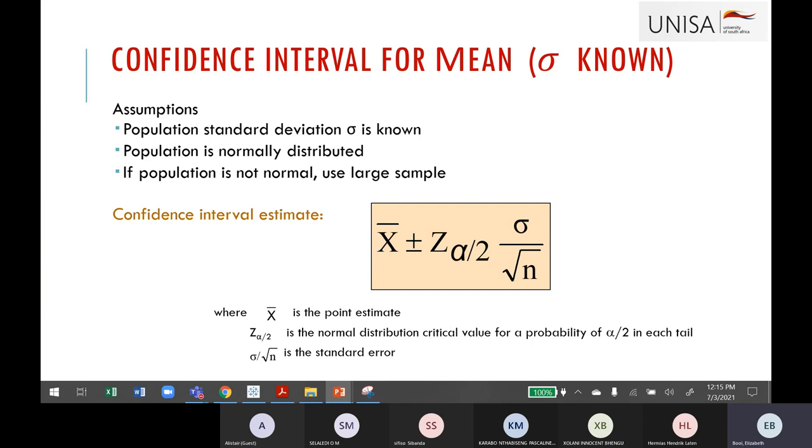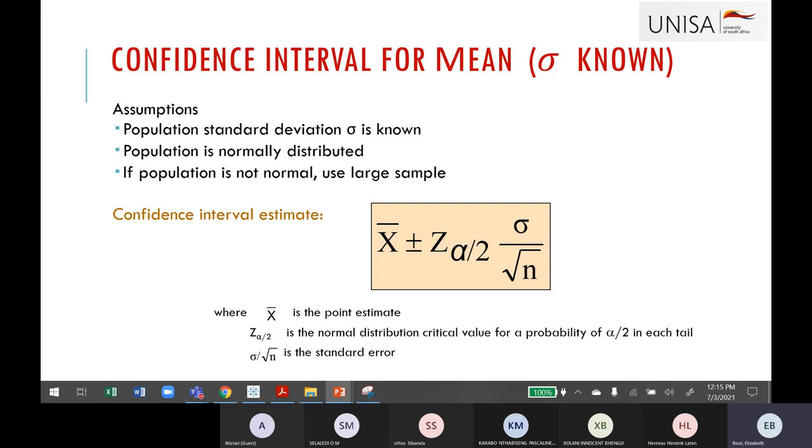And our critical value, because the population standard deviation is known, we use the Z table and we find the critical value by using Z alpha divided by 2, where alpha is the value we find from the confidence level, which is 1 minus alpha. And when we divide the value of alpha by 2, we find the probability and we go and find that probability on the table and look for the corresponding Z values. And those Z values become our critical values, which is our Z alpha divided by 2.